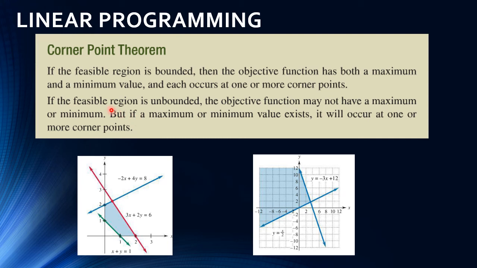Okay, if the feasible region is unbounded, the objective function may not have a maximum or a minimum. But if a maximum or minimum value exists, it will occur at one or more of the corner points. So we're not really sure here. Since this is continuing to go up, it's more likely that this graph would have a minimum, and there's only one corner point, so we'd only have one value to check.